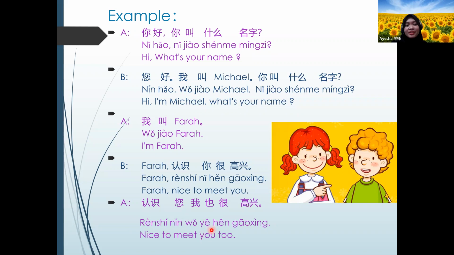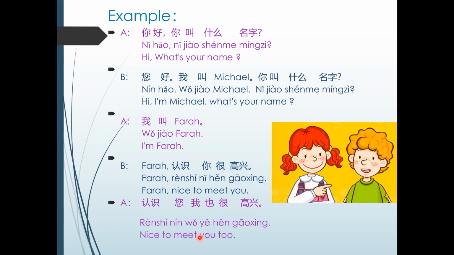认识您，我也很高兴。 Very good attempt there, Atika. Yes, ye is yeah, not year. Very, very good. Now I'm going to emphasize this again. The word yeah is pronounced yeah, not pronounced year.